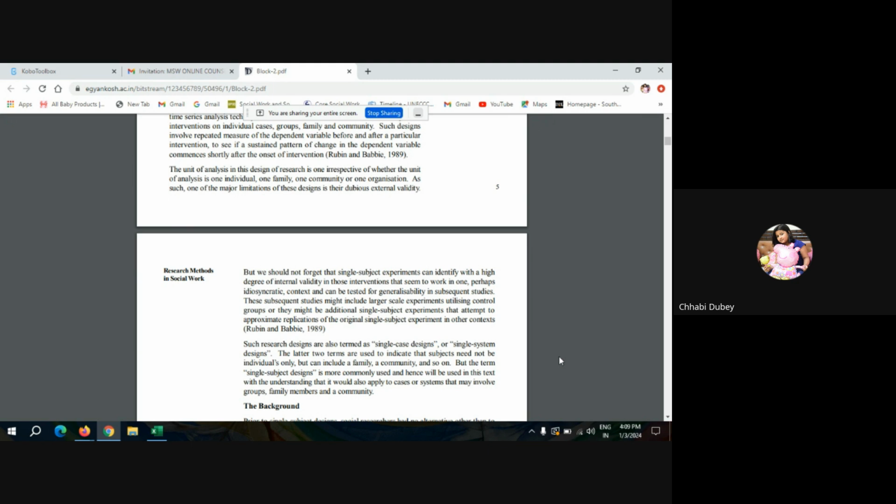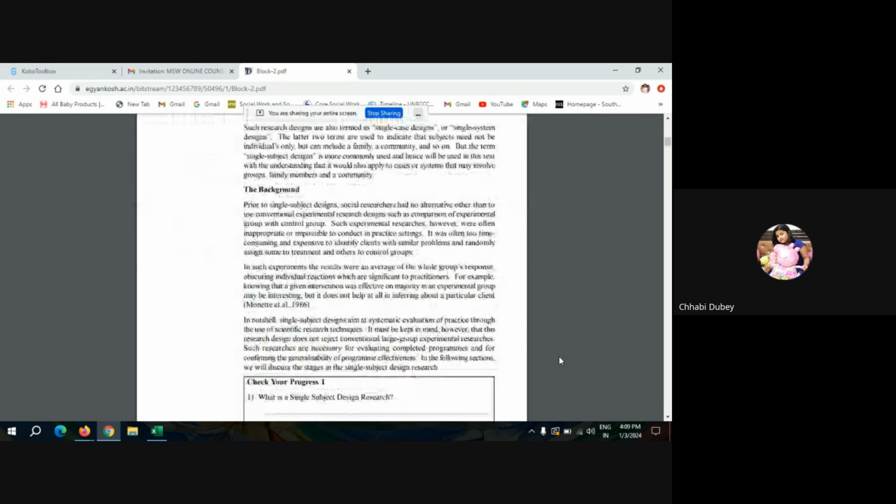We can always compare and contrast the conditions or the changes that have taken place previous to our intervention or after the intervention. So again, it's a very important research design for social work.